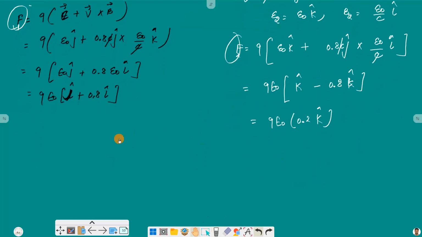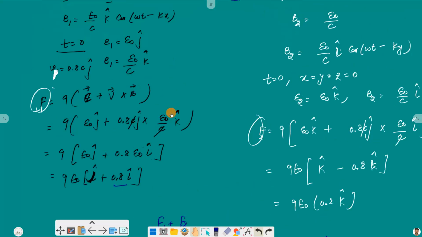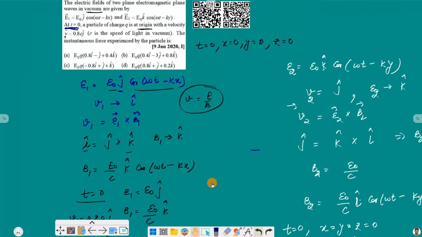Let us add both of the forces. So F1 plus F2 will be equal to F net, and that will be Q E node. We have the I component, that is 0.8 of I, we have the J component, that is J, and we have the K component, that is 0.2 times K. If we match it with the given answer, 0.8 i plus j plus 0.2 k, that is our option D. So option D is the right answer for this one.